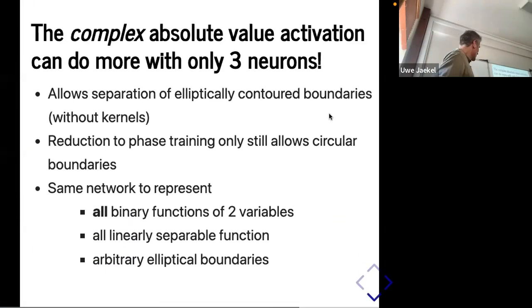But to our surprise, we can do much more with this complex value activation. First we were completely surprised: if we make it complex, this allows the separation of also elliptically contoured boundaries, which is nonlinear. So this is one of the classical nonlinear classification problems, and one of the problems that you would solve with kernel-based methods.